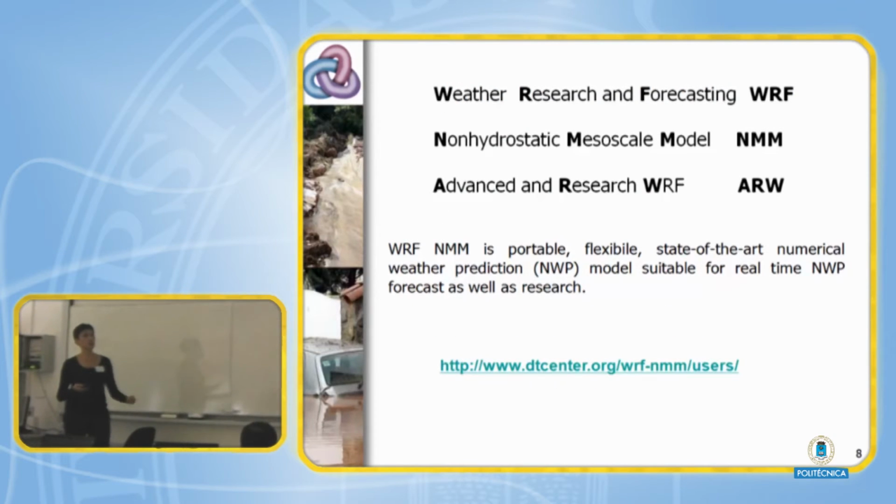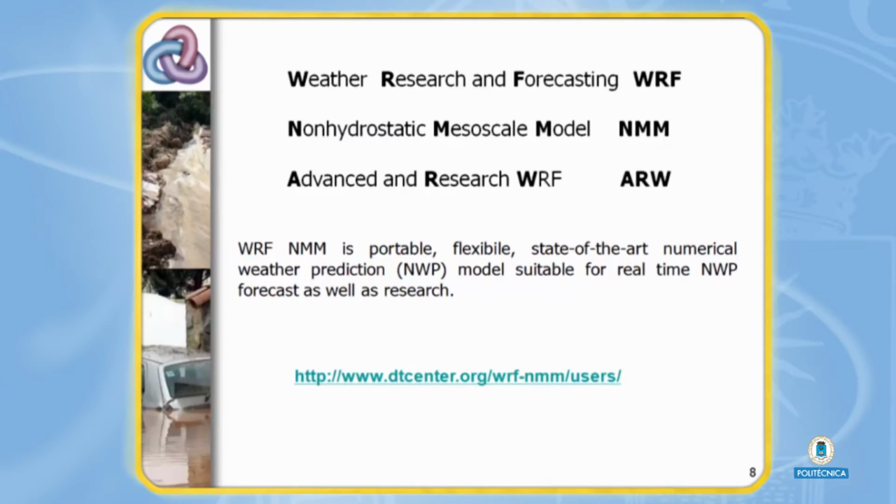And now, what really are WRF NMM and WRF ARW? Some of the presenters already mentioned them. WRF is an acronym for Weather Research and Forecasting. That's a system developed at NCAR and NCEP in the USA. WRF has two dynamical cores: NMM, which means Non-hydrostatic Mesoscale Model, and the Advanced Research WRF, or ARW. I will tell you more about WRF NMM, which is a portable, flexible, state-of-the-art numerical weather prediction model, very suitable for real-time operational forecast and research. And here is the link where you can download the model and all the components of the model preprocessing.